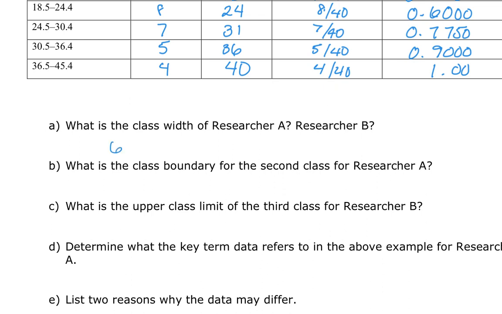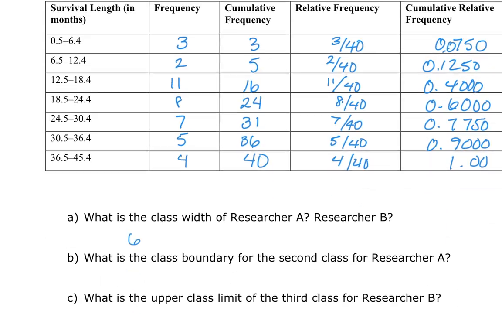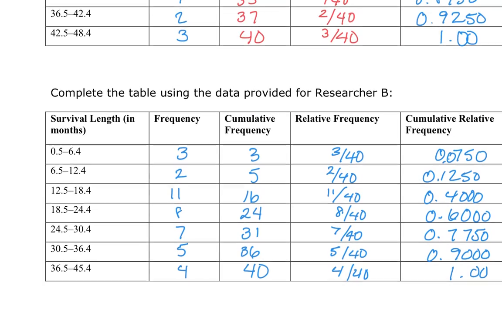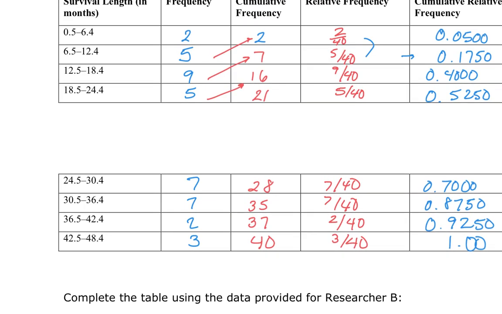The answer is 6. So the class width for both of them is 6. Now, if they want our boundary for researcher A or researcher B, then I'm going to go to my very first class. What do they want it on? The second class. So they're asking me for the second class. So I'm going to go here and I'm going to have the 12.4. That's my upper limit of the class 2. And then I'm going to do 12.5, which is the lower limit of my class 3.